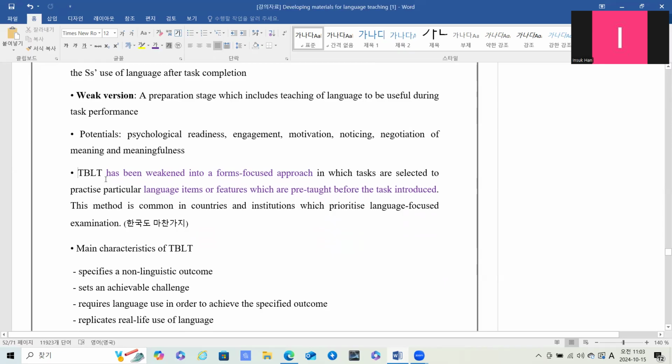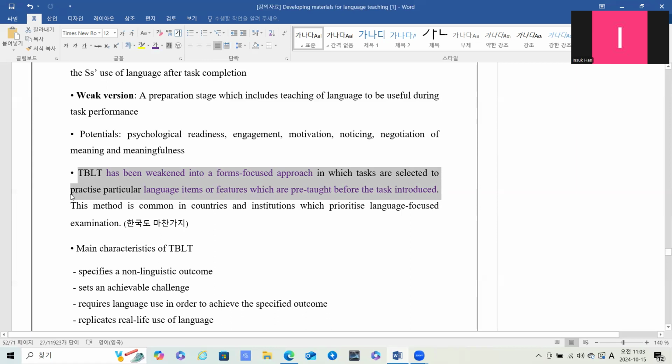Look at this. TBLT has been weakened into a form-focused approach, in which tasks are selected to practice particular language items or features, which are pre-taught before the task is introduced. This approach is similar to the weak version.